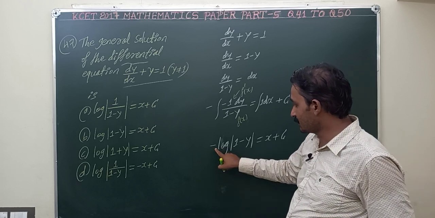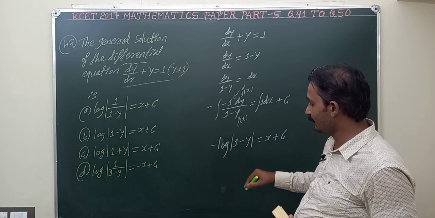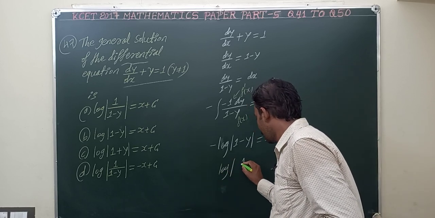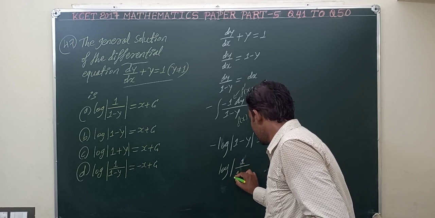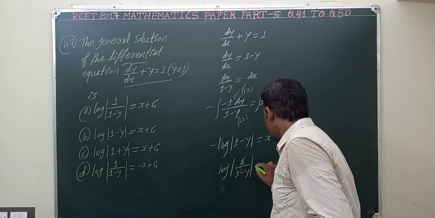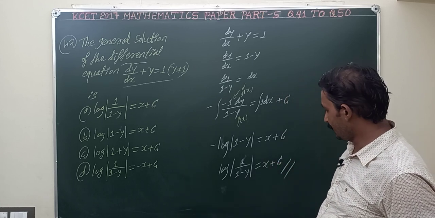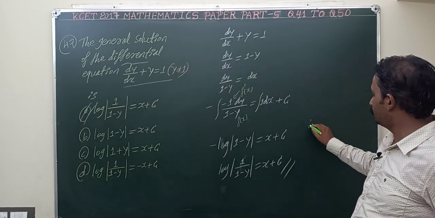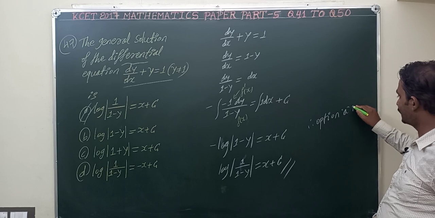So this can be written as log of 1 minus y to the power of minus 1, nothing but 1 divided by 1 minus y. So it can be written as log of modulus of 1 divided by 1 minus y is equal to x plus c. This is the answer. Option A is correct in this case. So therefore option A is correct.